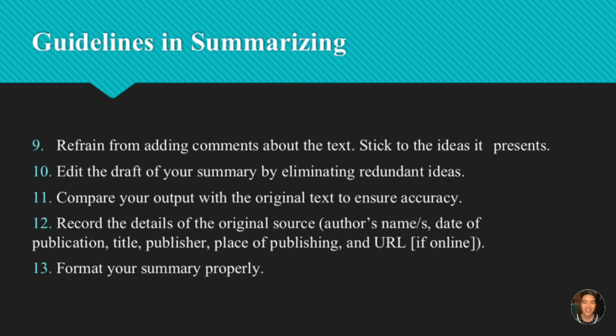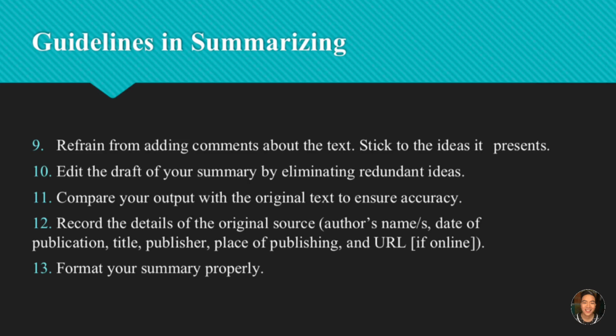12 is to record the details of the original source. Take note of the author's name, date of publication, the title, publisher, place of publishing, and its URL if your source is online. These are the important things that you have to list if you are going to summarize an academic text. Number 13 is to format your summary properly. So we have different formats in summarizing.